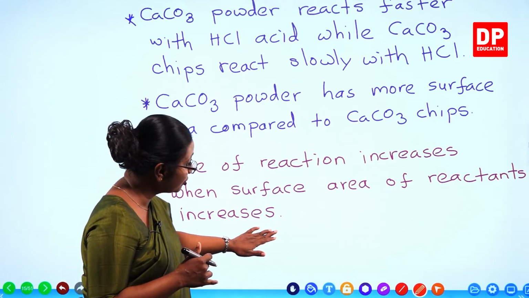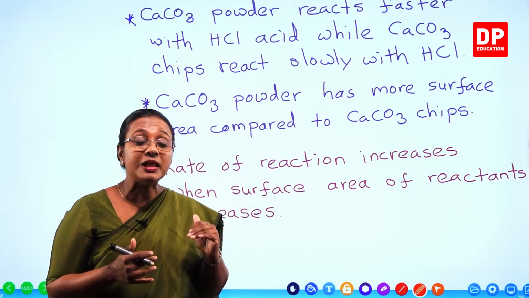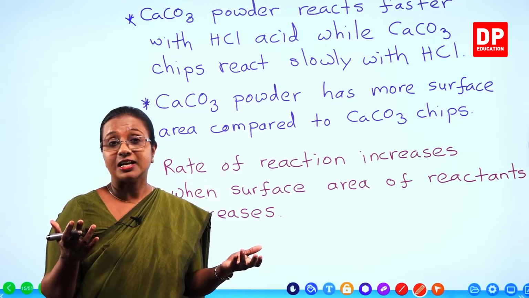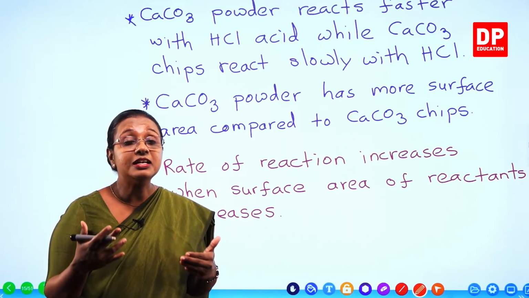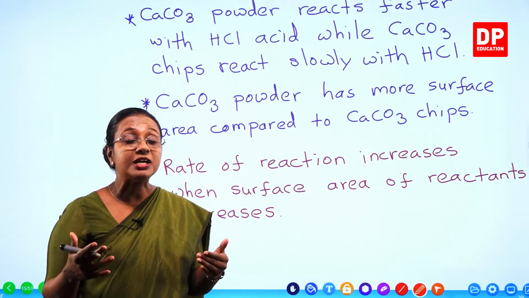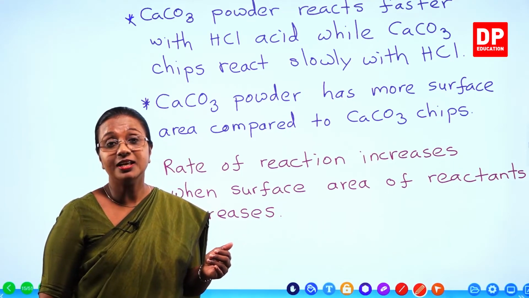This is the conclusion. If they ask you to explain, you have to say, when surface area of reactants increases, the collision between reactant particles increases. So because of that, the rate of reaction increases.